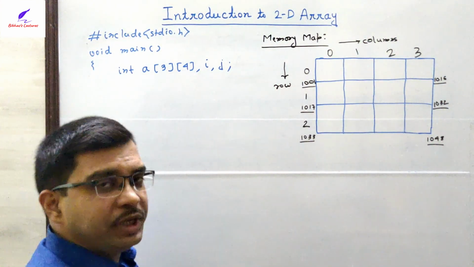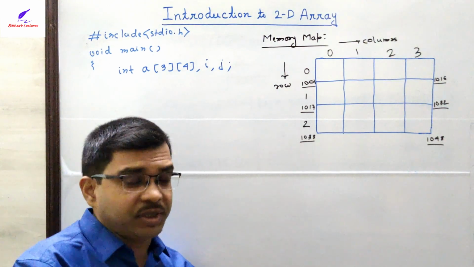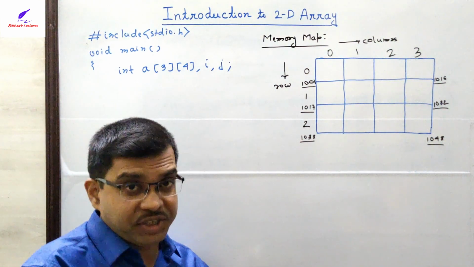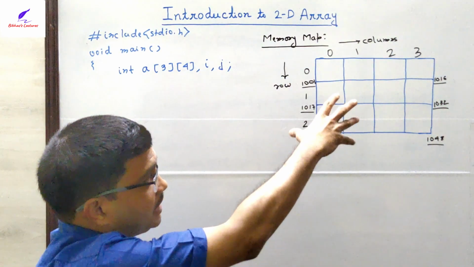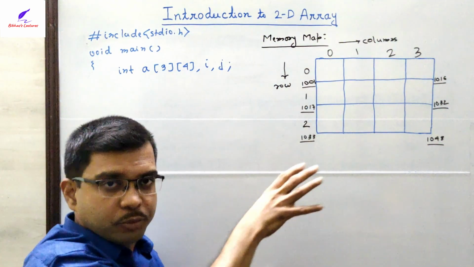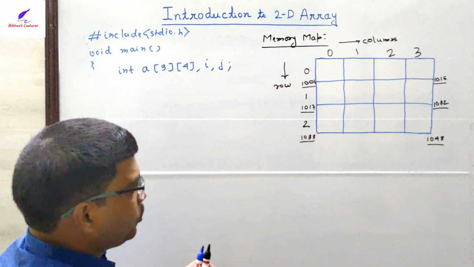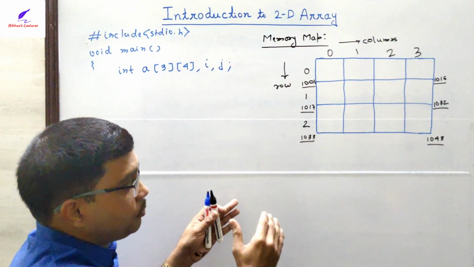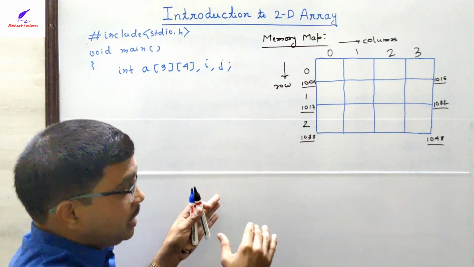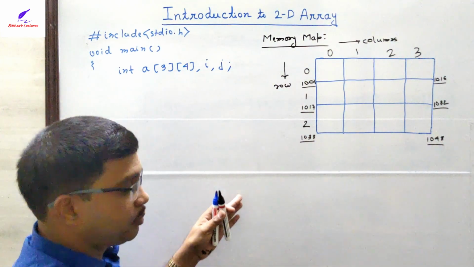This 2D array is sometimes also termed a matrix. You can check that it looks like a matrix, that means a combination of rows and columns. Now we will draw another memory map where I am going to represent the memory of each individual row. Please have a look.